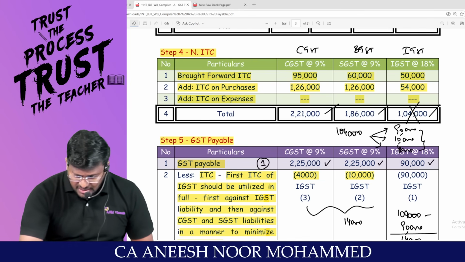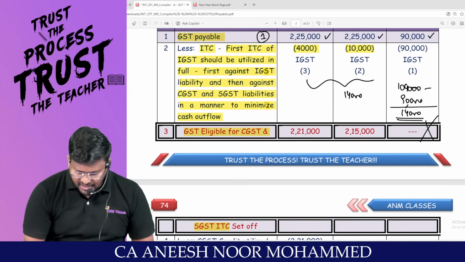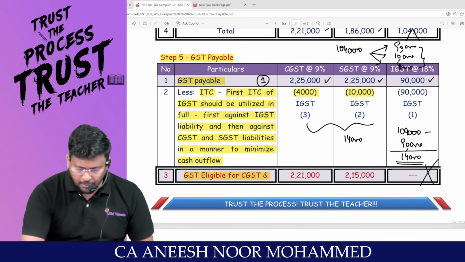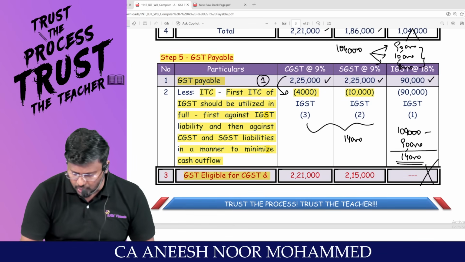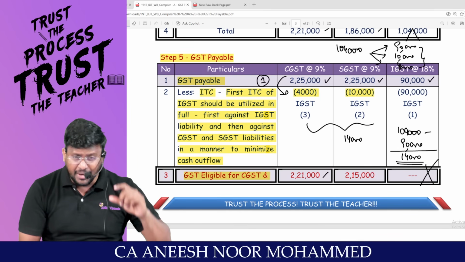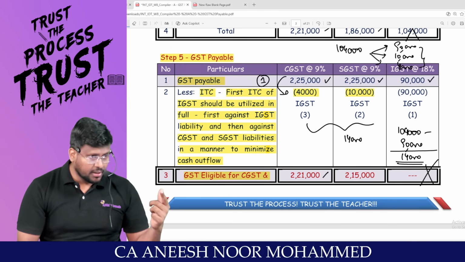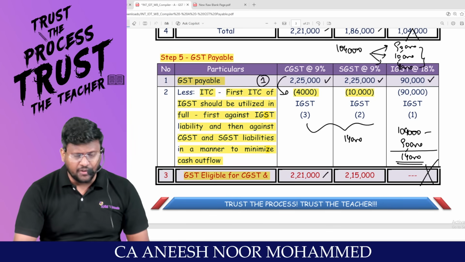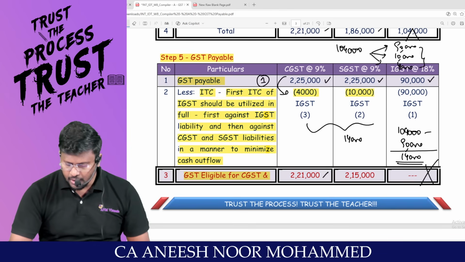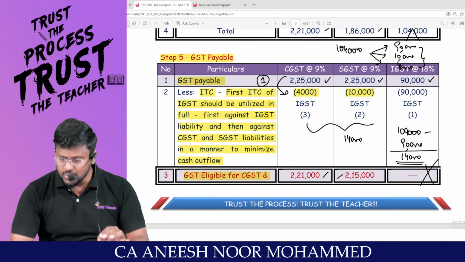After exhausting the IGST credit, the GST eligible for CGST and SGST set off is from 2,25,000. If you knock off 4,000, how much do you get? 2,21,000 is the amount payable to the central government. Sir, from 2,25,000, if you reduce 10,000, you will get 2,15,000. That is the amount payable to the state government.